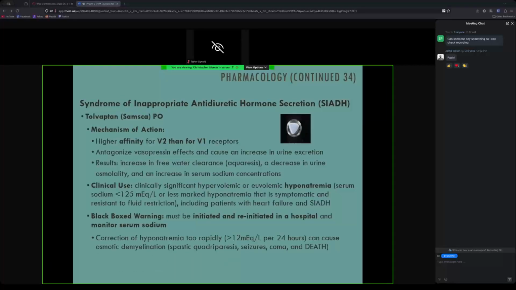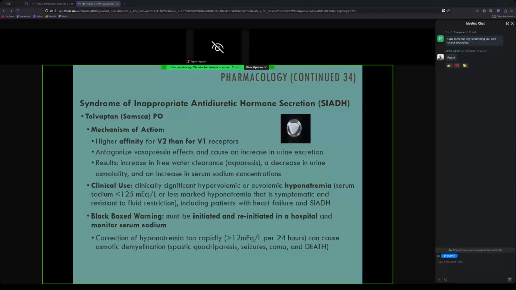So now we're moving into the other vaptan, the tolvaptan, that's the PO medication, or Samsca, that we're going to use in the syndrome of inappropriate ADH. Here, higher affinity for V2 than V1, more selective. It antagonizes vasopressin's water-retaining effect and increases urine output. So the result is the same, free water clearance, aquaresis. And we do have a decrease in urine osmolality here and a reflexive increase in serum sodium.